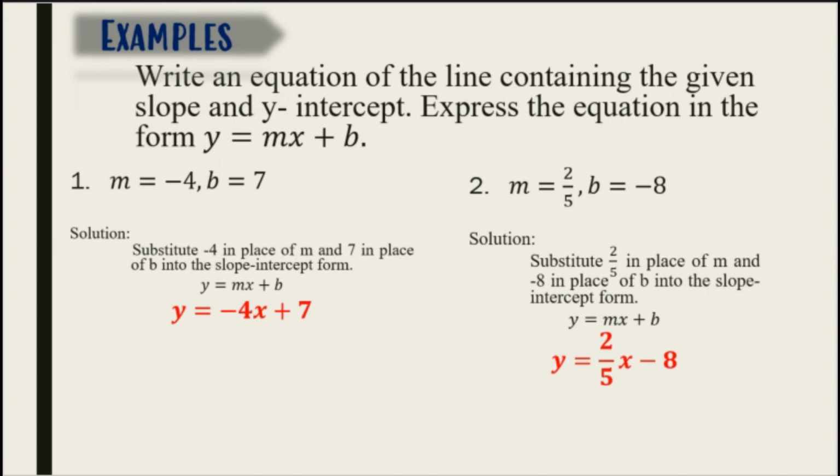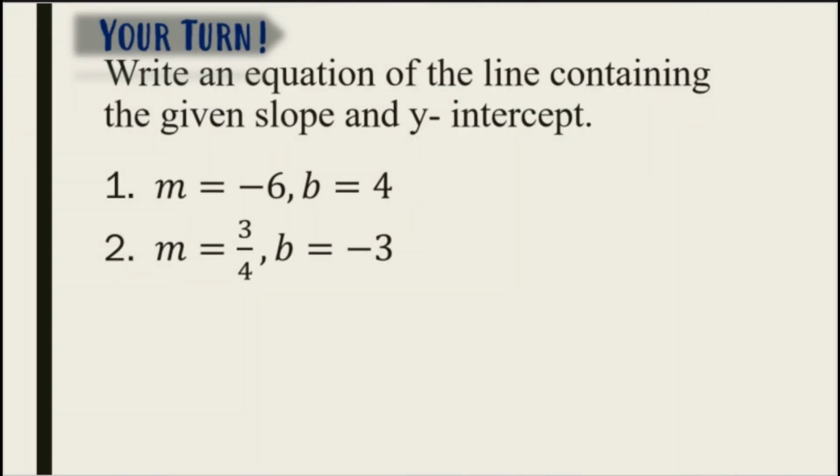Now your turn. Write an equation of the line containing the given slope and y-intercept. I will give you 30 seconds for these two items. Number 1, m = -6, b = 4, and number 2, m = 3/4, b = -3. Your 30 seconds starts now.